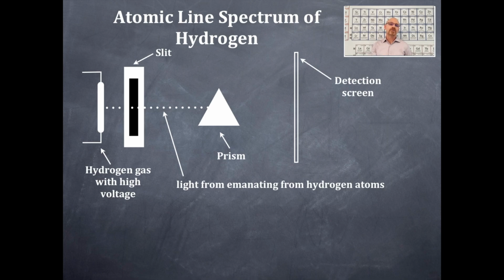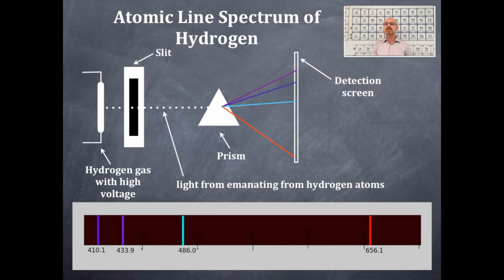Okay, and it's going to pass through this prism. As it passes through the prism, all the wavelengths of light are going to be separated because they will go through different lengths in the prism itself. Okay, so now it's being separated, and you should see those 4 visible lines. That's the atomic line spectrum for hydrogen.